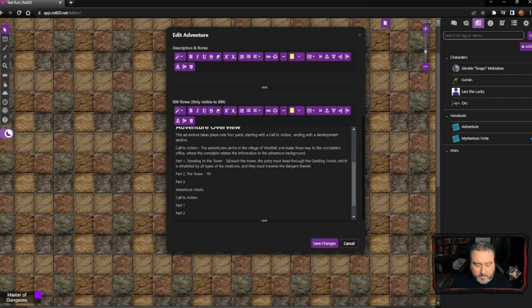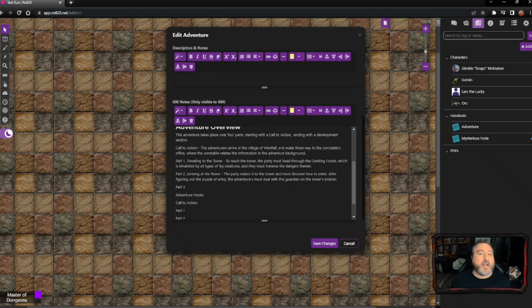Part two, the tower. So for this idea, we're just going to say part two, they make it to the tower. Arriving at the tower is what we'll call that section.